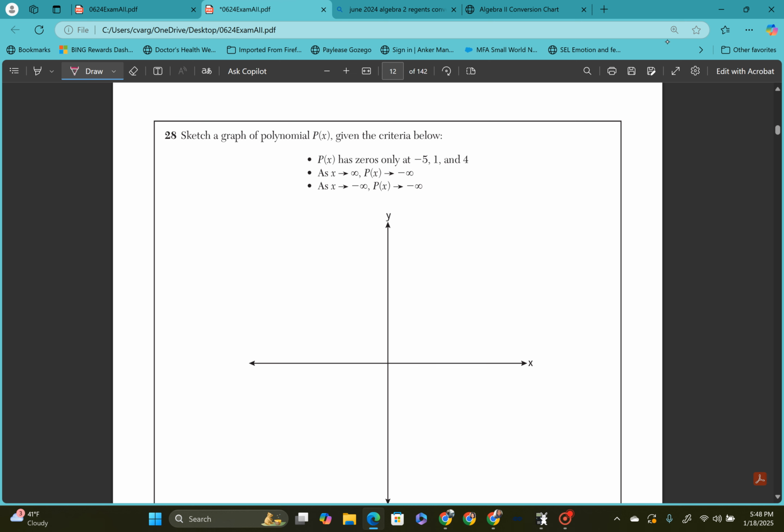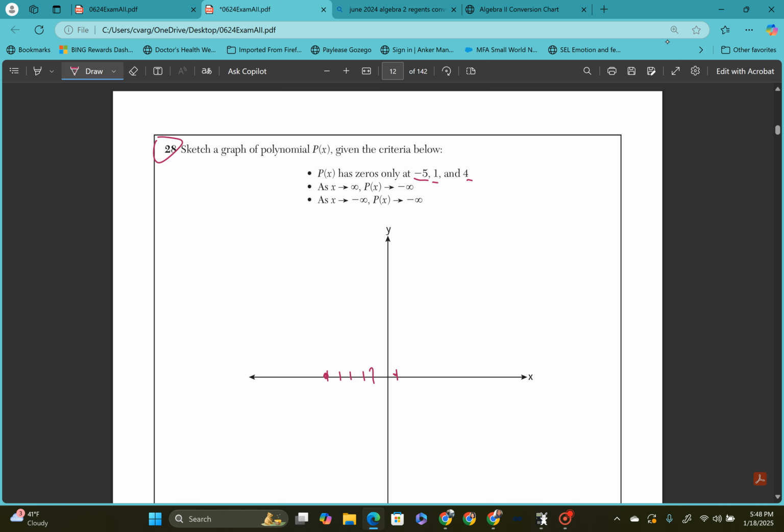Question 28, it says p of x, so this is one that we could do, has zeros at -5, 1, and 4. So negative 1, 2, 3, 4, 5. At -5, there's a 0. At 1, there's, nope, that's not 1. It's -1. At 1, there's a 0. And 1, right? At 1, 2, 3, 4, there's a 0. Okay. So I'm going to label that -5, 1, and 4. I want to make sure I get all my points.